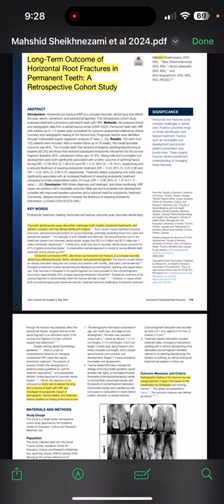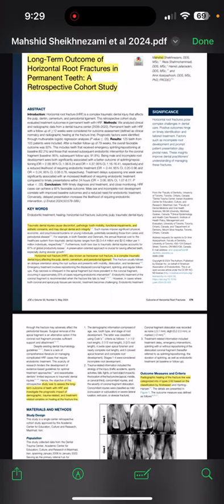كل عام وانتم بخير. Long-term outcome of horizontal root fracture in permanent teeth, a retrospective cohort study by Mashid et al. in 2024. This study is a retrospective study. In general, the horizontal root fracture is a complex traumatic dental injury that affects the pulp, dentine, cementum, and periodontal ligament.